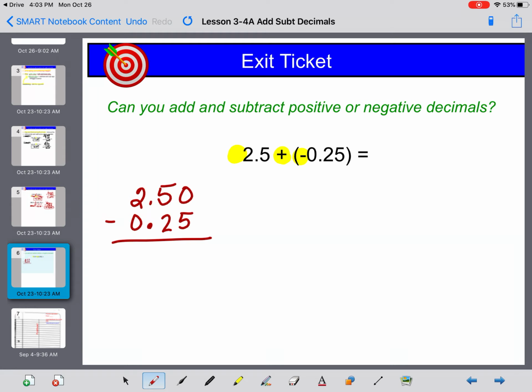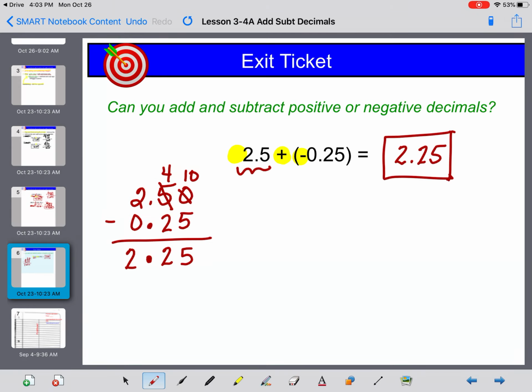0 minus 5 I cannot do. I need to borrow. And so I get 10 minus 5 is 5. 4 minus 2 is 2. Bring my decimal point straight down. 2 minus 0 is 2. Then I ask myself, should my answer be positive or negative 2 and 25 hundredths? Well, this number has the bigger absolute value and is positive, so my answer should be positive.